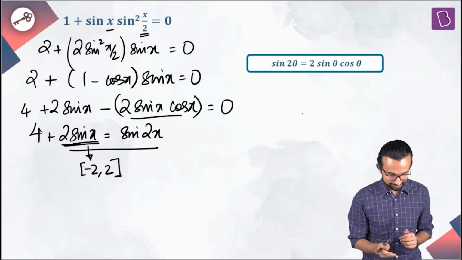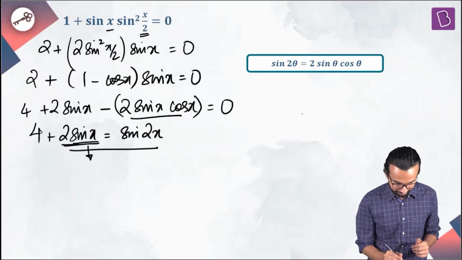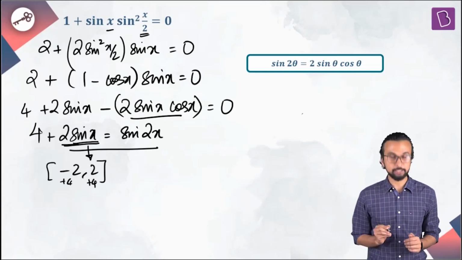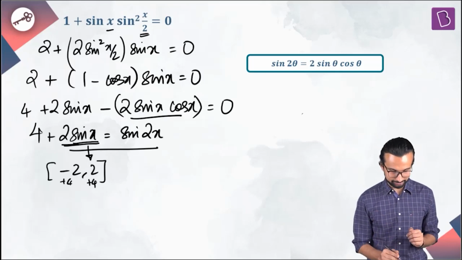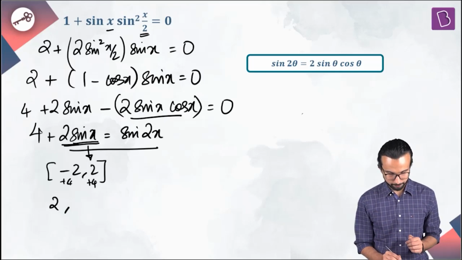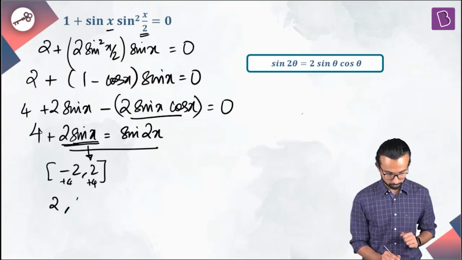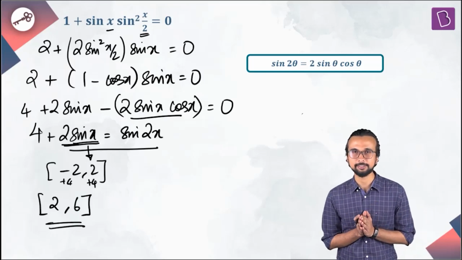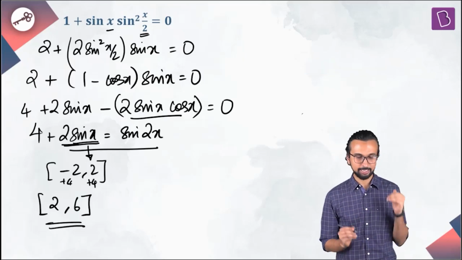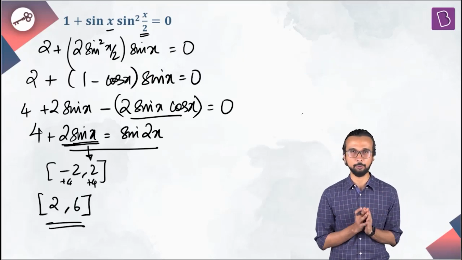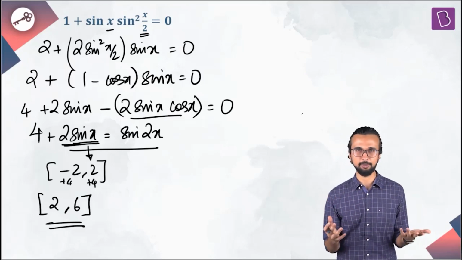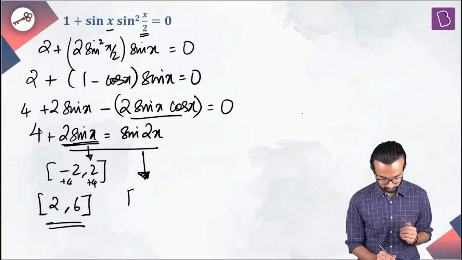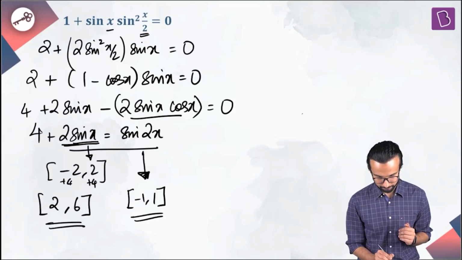So my LHS was already between minus 2 and 2, and I'll be adding 4 to each of these parts. From this I can say that my LHS is between minus 2 plus 4, which is 2, and 2 plus 4, which is 6. What about the RHS? The RHS is sin 2x. Sin of any value will be between minus 1 and 1, so sin 2x is between minus 1 and 1.